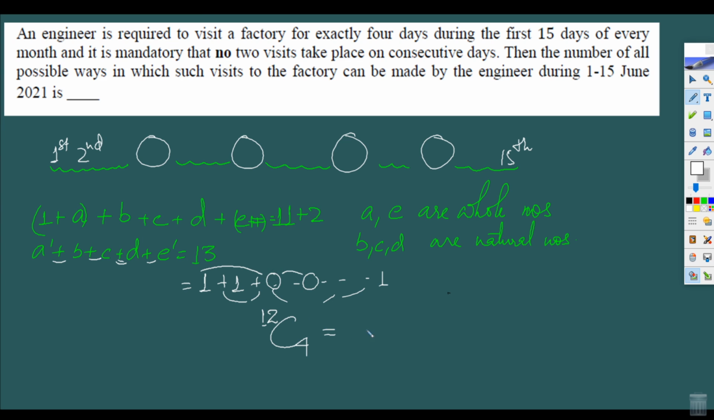So this should be the final answer, but since you need the numerical value, this is basically 12 into 11 into 10 into 9 upon 4 into 3 into 2 into 1. 12 gets cancelled with 12 and 2 gets cancelled with 5. So this should ideally be 45 into 11, which is 495. It should be your final answer.